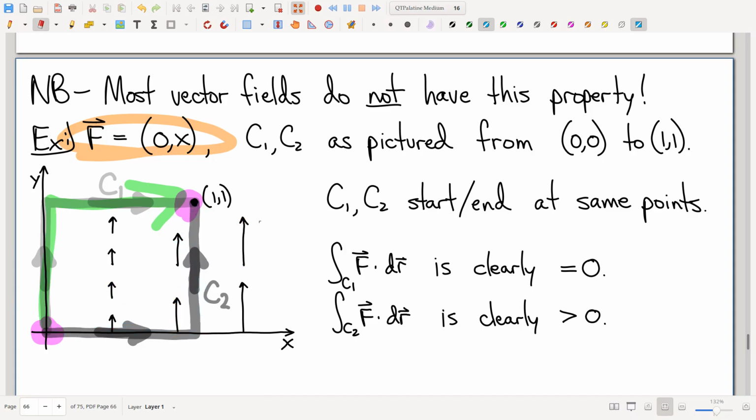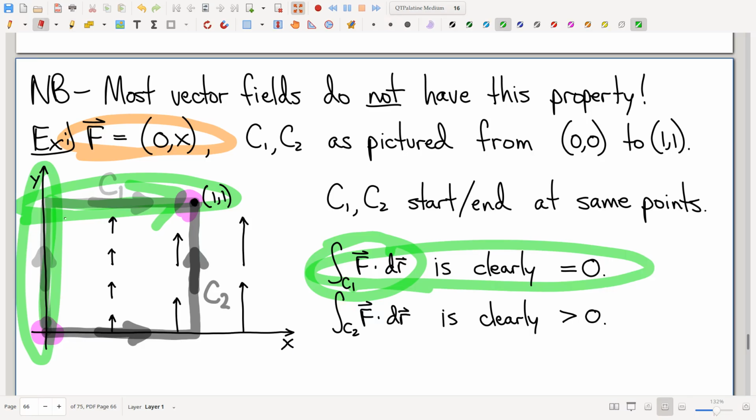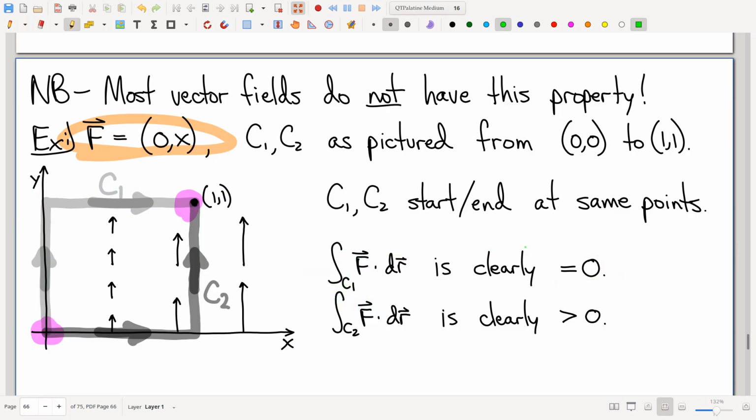Now, it's an easy calculation. Let's look at this first integral on C1. Well, on that edge, the vector field is 0. On that edge, the vector field is perpendicular to the curve. That line integral has to be 0. Okay, well, fine, whatever. Now let's look at this other curve here.